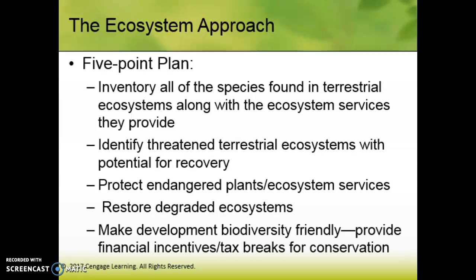So there's this 5-point plan. Make sure you know all these 5 steps. Inventory the species. Basically, identify your hotspots. That's kind of part 2. Identify the threatened ecosystems with potential for recovery. So what's messed up and what's so messed up that we can't fix it? Okay, so let's worry about the things we can fix first. Are any of those places home to endangered species? Are they home to really important ecosystem services? Think forests, think coral reefs.